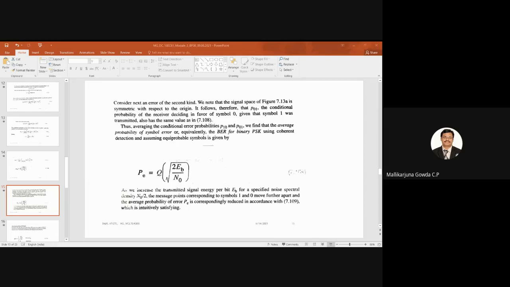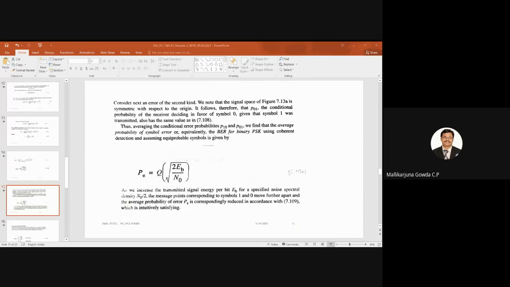Fine. So I said the average probability of symbol error, or I can say it is a bit error rate. Okay, so for binary phase shift keying using coherent detection. Even non-coherent is also there, that is why we are stressing upon coherent detection. This is for coherent detection. For non-coherent detection, it will be different. So the bit error rate for binary phase shift keying using coherent detection, and assuming the symbols are equiprobable, so I can say what is the average probability of symbol error, which is equal to Q of root of 2 Eb by N naught.